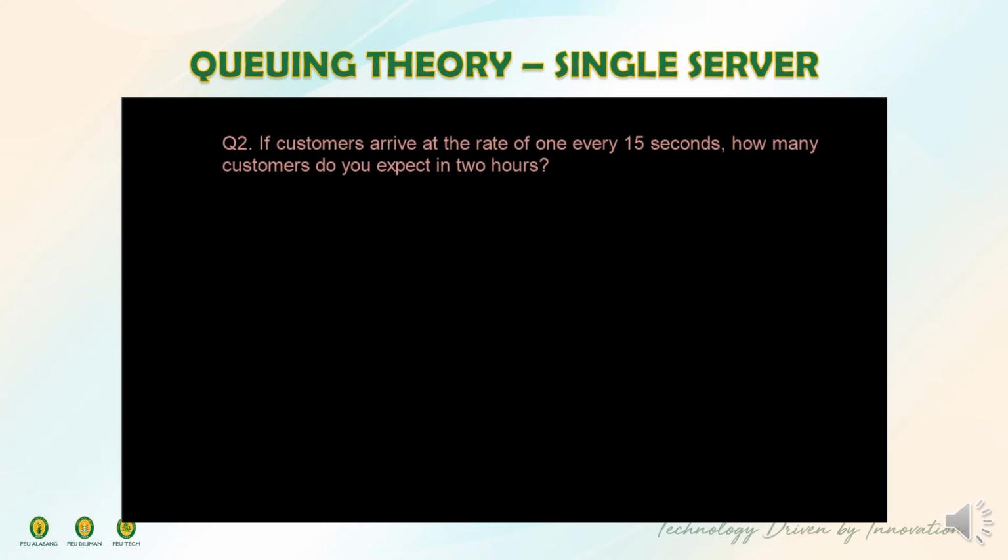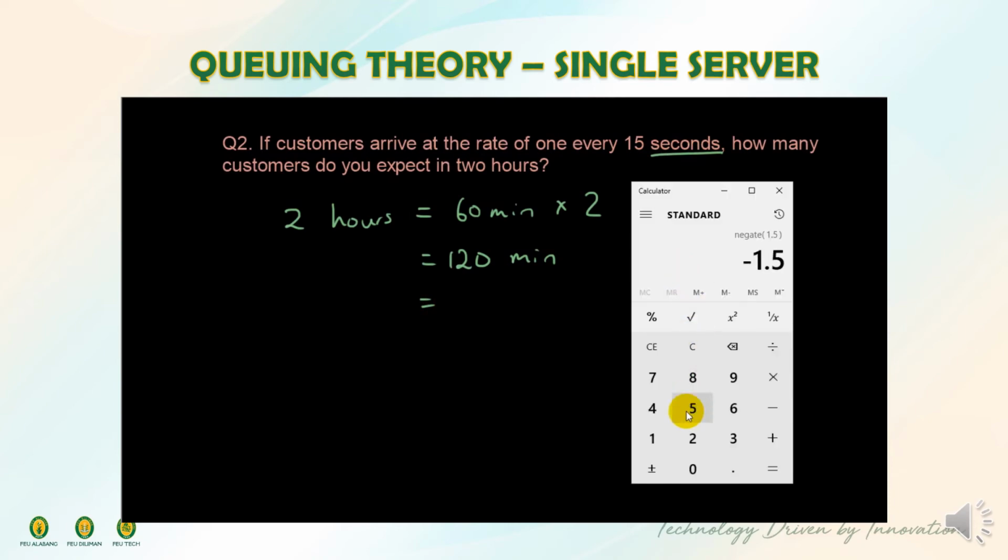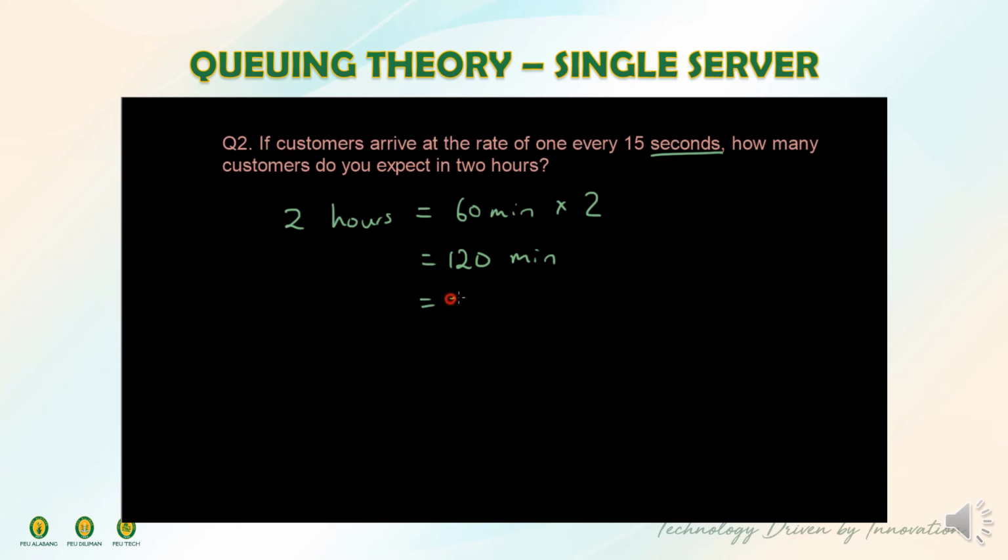Okay, second question. If customers arrive at a rate of 1 every 15 seconds, how many customers do you expect in 2 hours? So 2 hours is equal to 60 minutes times 2, which is equal to 120 minutes. Now, because we're dealing with seconds, we have to multiply that by 60. 120 times 60 is 7,200 seconds.